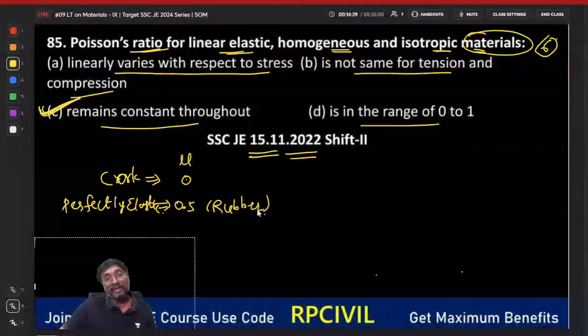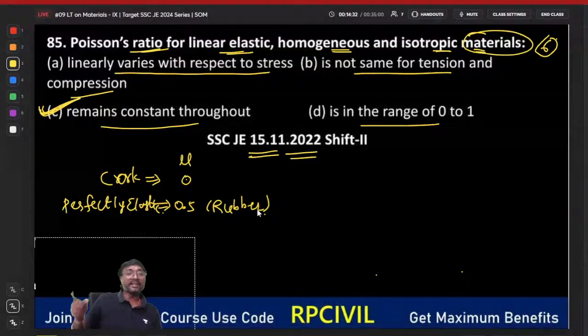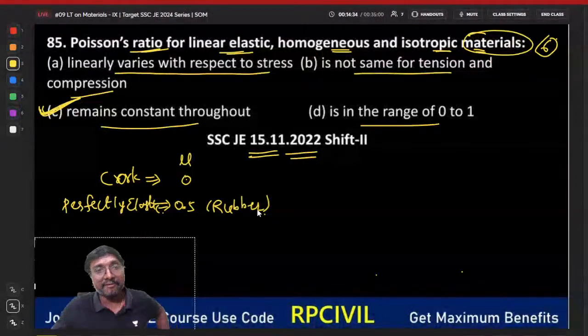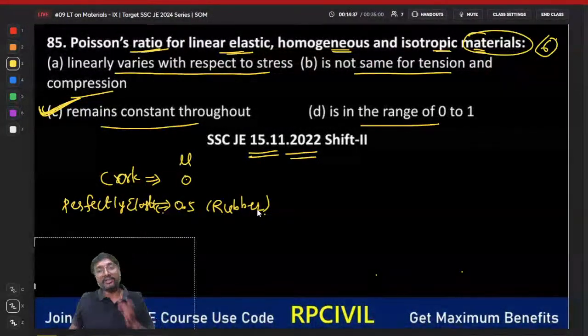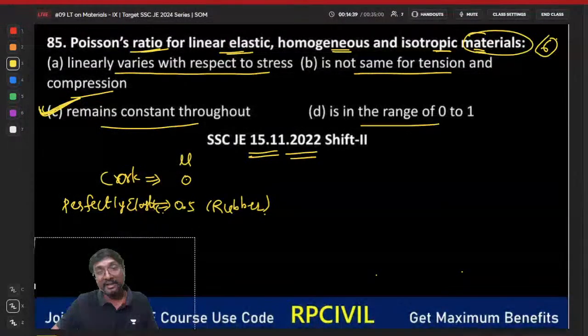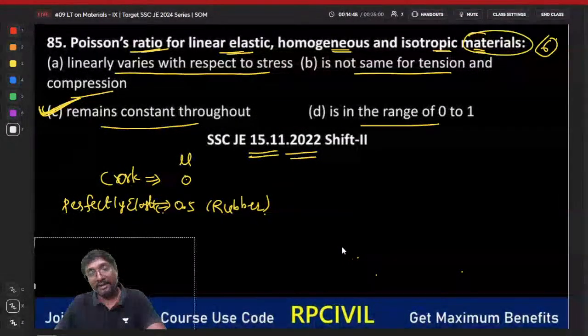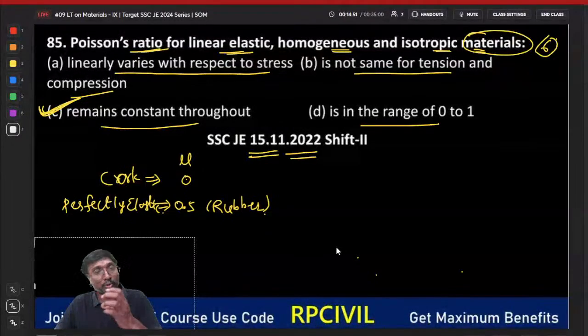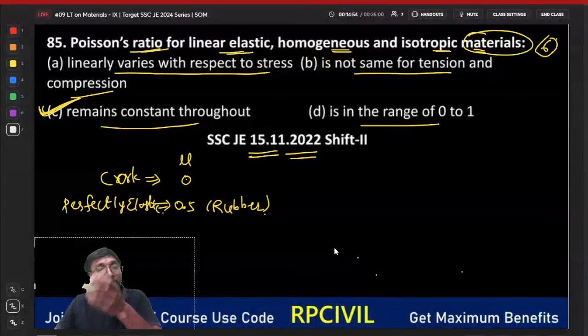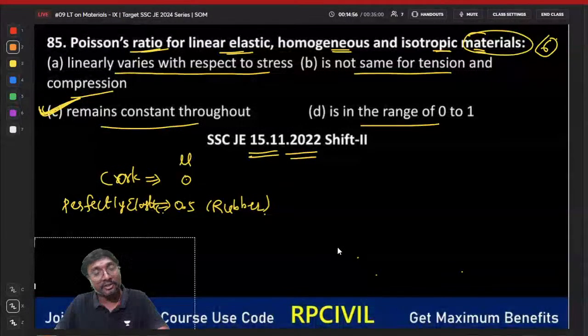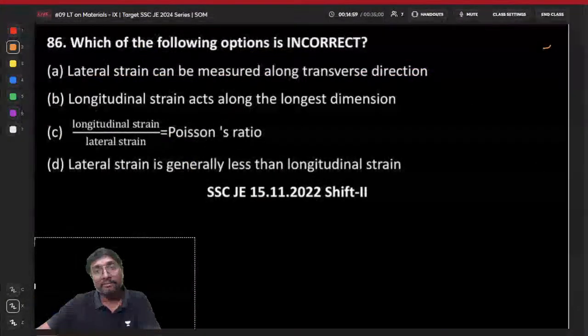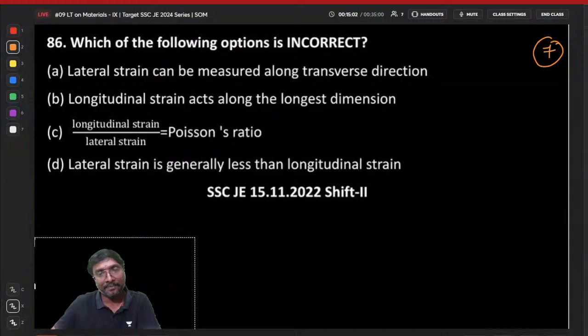For the same material, is it changing based on the conditions, or is it the same for a given material? It is the same for a given material up to the elastic conditions. Concrete is 0.1 to 0.2. Is it changing from stress to stress? Up to this stress Poisson's ratio is this value, beyond this stress it is that value. Do we have any such variation? We do not have any such variation. Is that clear now? Shall I go ahead?